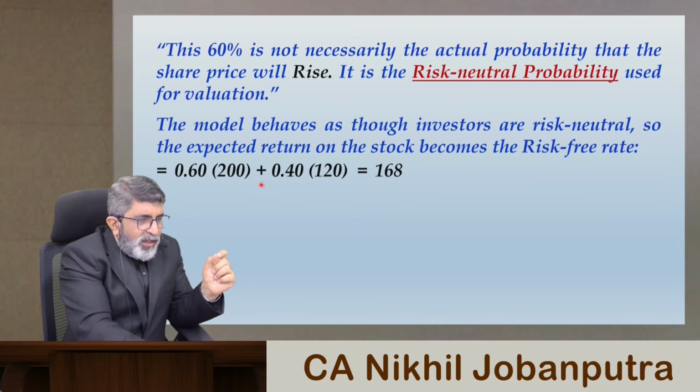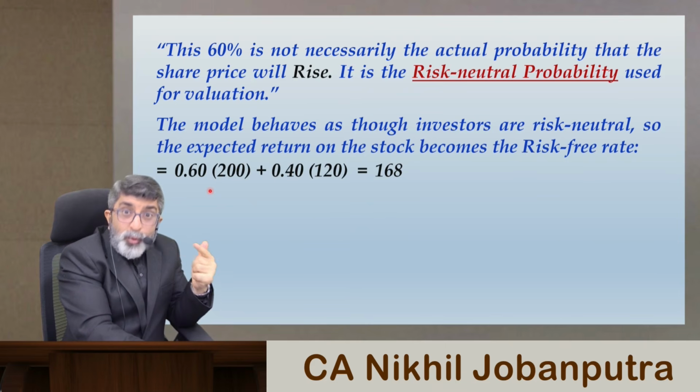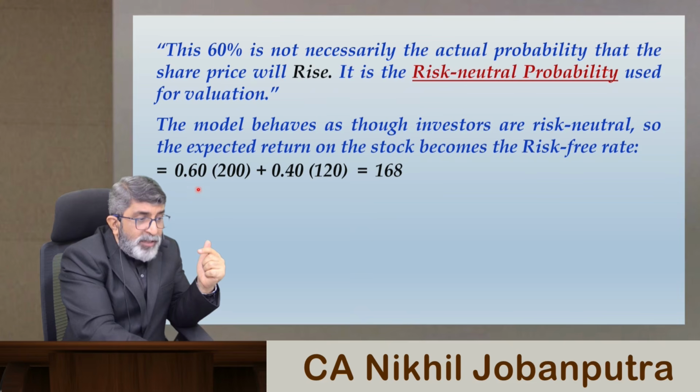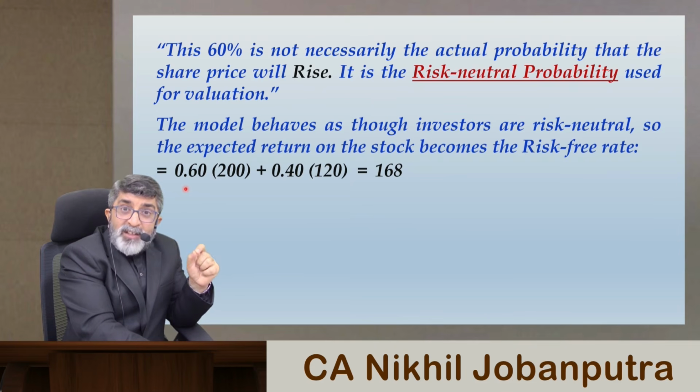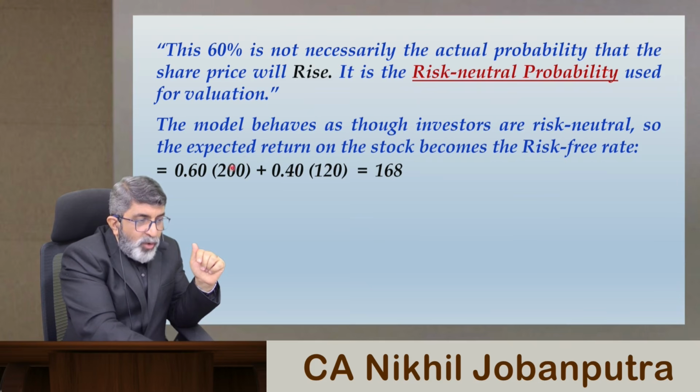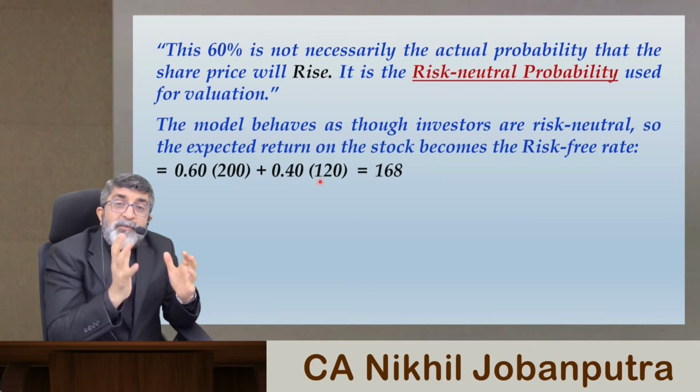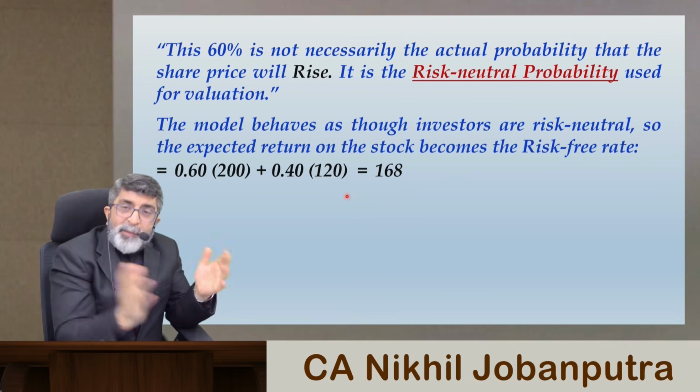Imagine the rise in price, the SU, the higher probable price, multiplied by the probability of rise in price. So $200 multiplied by 0.60, and SD, that is the lower probable price, multiplied by the probability of fall in price. So 120 into 0.4 plus 200 into 0.6. In simple words, you are taking the weighted average of these two probable prices, correct?